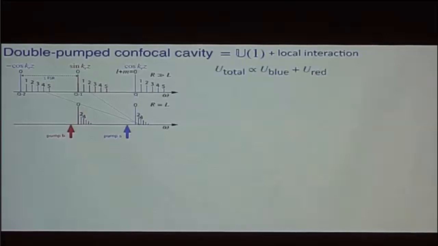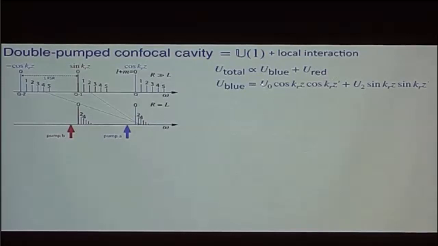So if we take the total potential, that which arises from this exchange of photons, we can divide it up into the potential which arises from this blue pump and the potential that arises from this red detuned, or let's call it the red pump.